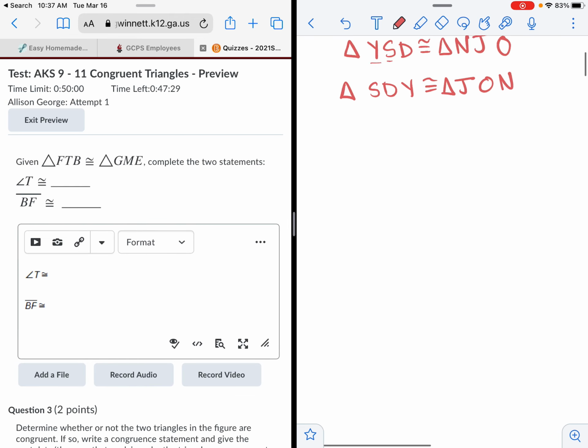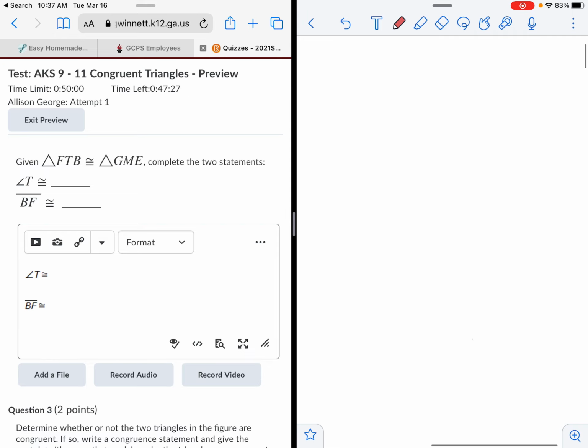All right, the next part, given that I have the congruency statement, triangle FTB is congruent to triangle GME, I need to complete the two by matching up what they are corresponding with. So angle T is congruent to what? Well, here's T, it's the middle letter, so it has to correspond with the middle letter in the other triangle. So I can say angle T is congruent to angle M.